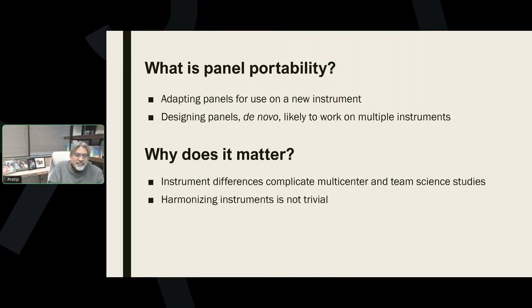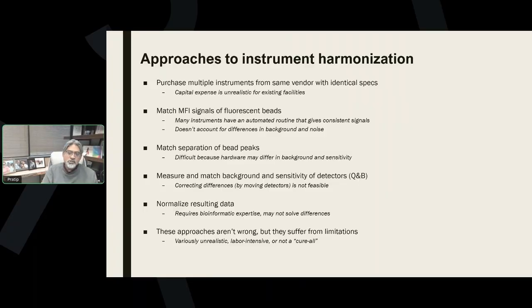So why does the idea of panel portability matter? Well, instrument differences can really complicate multi-center and team science studies, and increasingly we're doing work in multi-center environments. There may be multiple trial sites where a vaccine trial or a cancer trial is happening, and we need to make sure that we're getting the same results at each site. And increasingly, research is a team science effort where we work with lots of different individuals from lots of different institutions. And harmonizing instruments across those different environments is not trivial at all. In fact, it's quite a challenge.